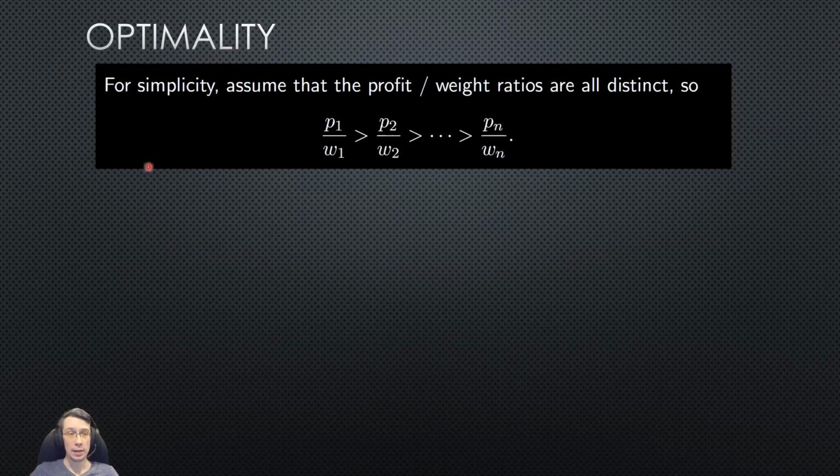Okay. So now I want to talk not about feasibility, but about optimality. And for simplicity in this optimality argument, it's not necessary to make this assumption. It's possible to show optimality even if I don't assume this, but I'm going to assume for simplicity that the profit over weight ratios of all items are distinct. So we can order all of our pi over wi expressions from largest to smallest, where there's a strict inequality between each of these pairs.